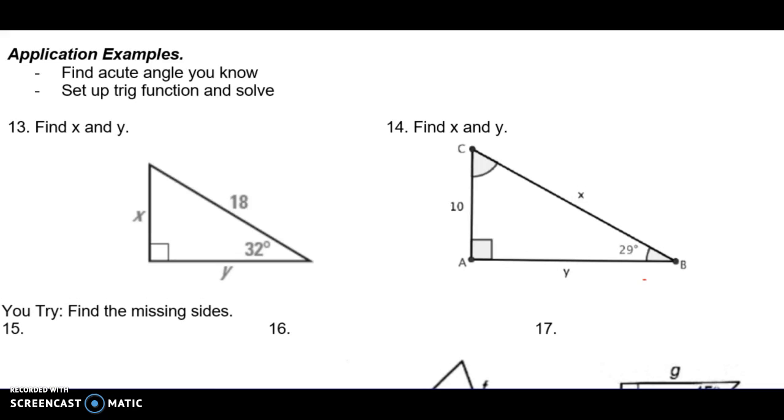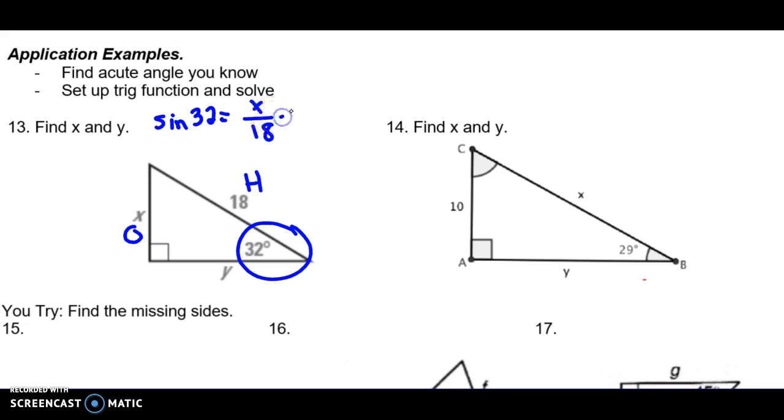You also have different applications. If I was to find x and y, again, I circle my angle, and I've got a number at the hypotenuse. Let's start with x. So x is the opposite. If I'm given opposite and hypotenuse, I use sine. So sine 32 equals x over 18, opposite over hypotenuse.